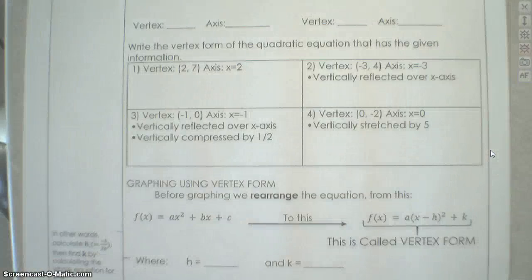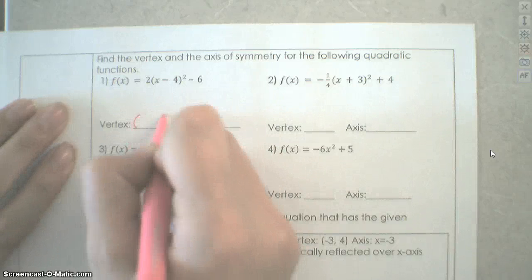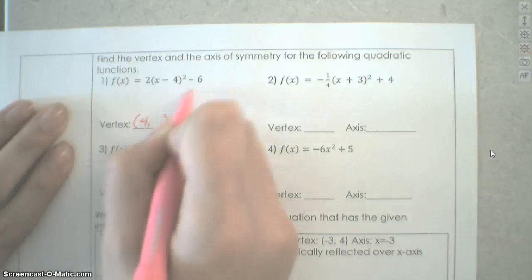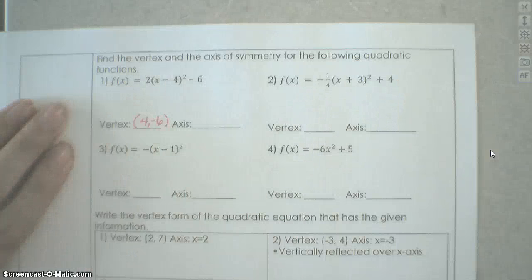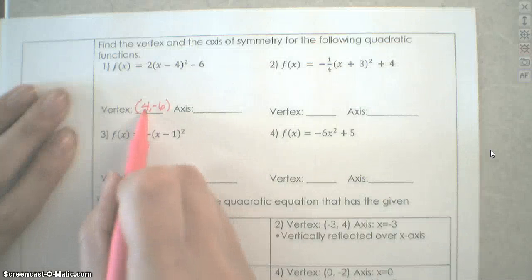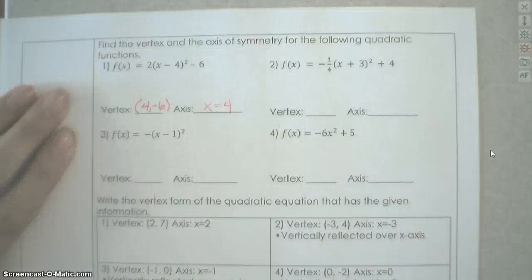All right, and our last page here is going to deal with the vertex and axis of symmetry. So this really isn't anything new. We're just identifying our vertex point doing the opposite of our H and then bringing down our K, not changing it. And then our axis is going to be what is that vertical line that would cut that U in half. And it's always going to be our X value. So that would be X equals 4.